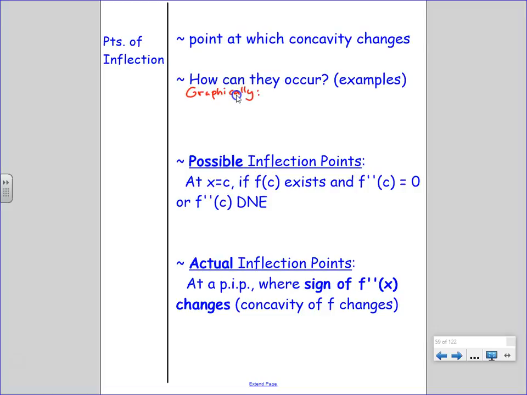Graphically, how do they occur? We've seen some of these that occur at a horizontal tangent line. It could occur at a vertical tangent line. So concave down before, concave up after, or concave up before, concave down after. Or it could be something kind of like what you just saw.